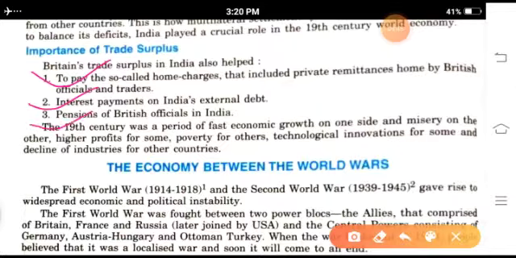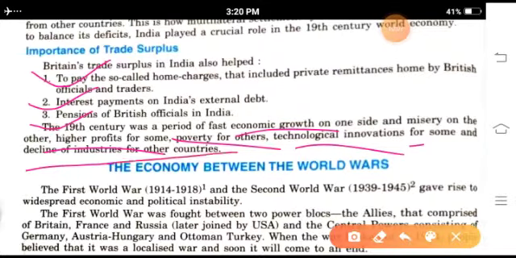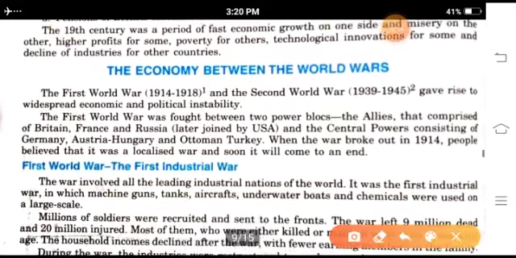Now, the multilateral settlement system. Britain had a trade surplus with India. So this surplus was used by Britain in buying goods from other countries. This is how the multilateral settlement system worked. By helping Britain to balance its deficits, India played a crucial role in the 19th century world economy.